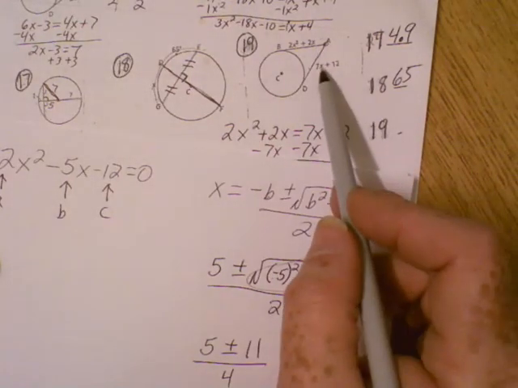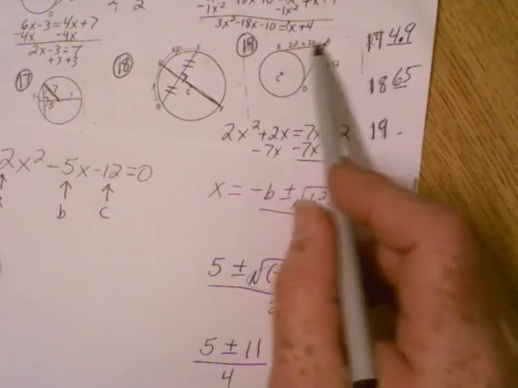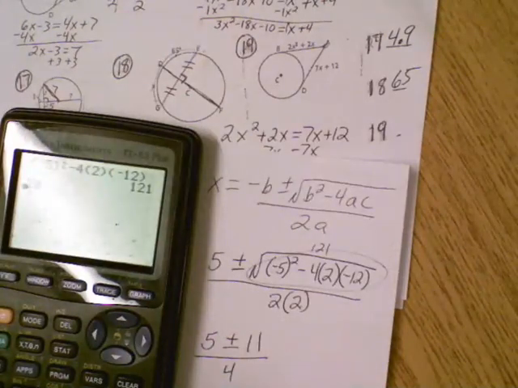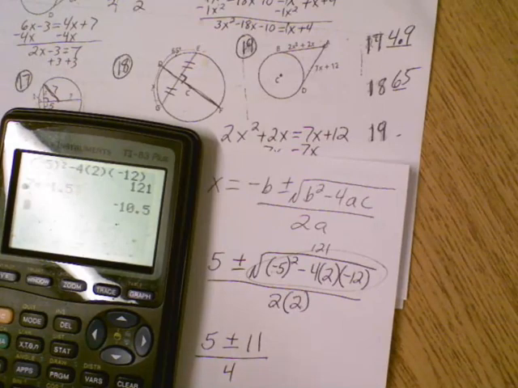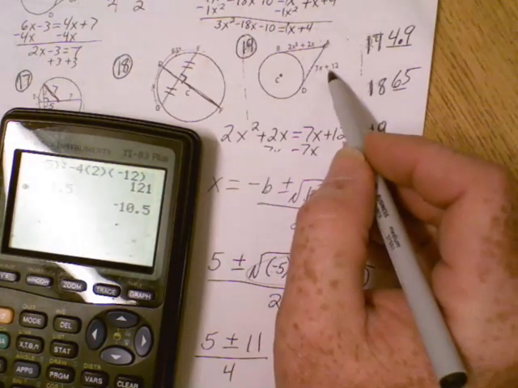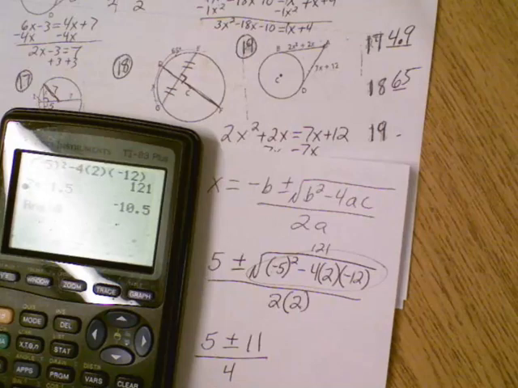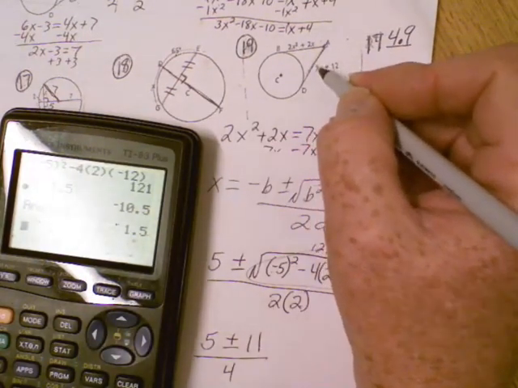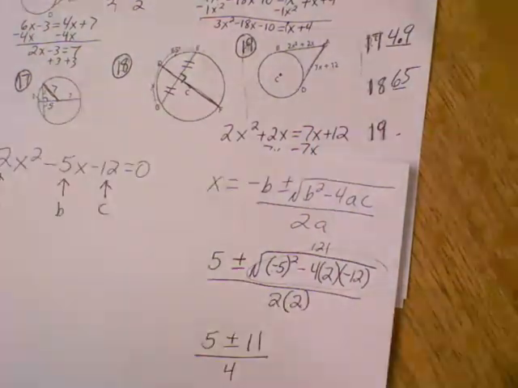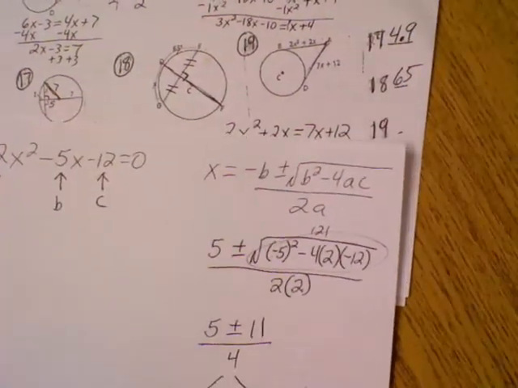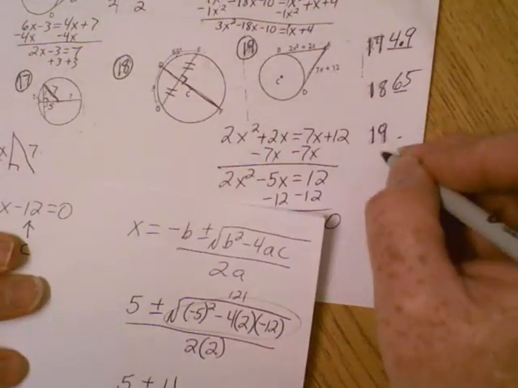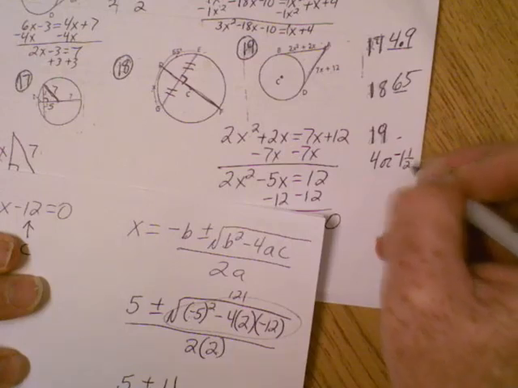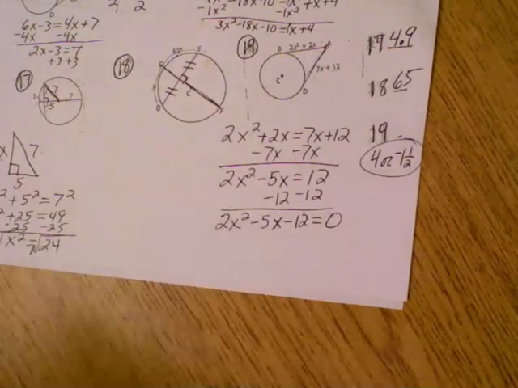If I stick in negative 1.5 to both of these, 7 times negative 1.5 gives me negative 10.5 plus 12. So 1.5, so we'd be saying that this segment out here is 1.5 units long, and that's okay. So the answer this time again could be either one of those. So the answer number 19 is 4 or negative 1.5. Could be either one of those.